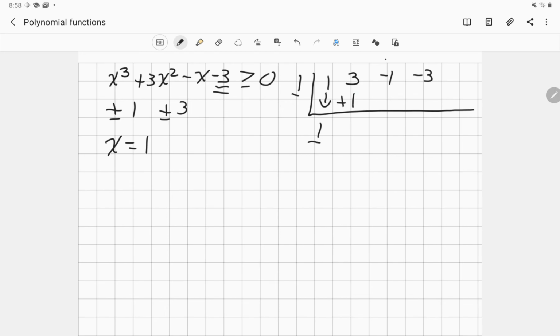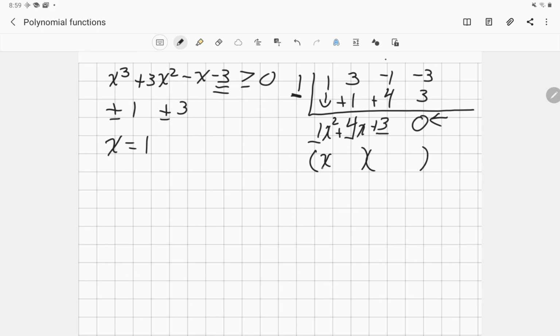Then we add these two numbers together, which gives me 4. Now take this one and multiply it by 4, which gives me 4, and add these, which gives me 3. Then 1 times 3 is 3, and this gives me 0. You always want that to be 0 because that is your remainder, and this is x squared and 4x and 3. Now, you can either try to factor that, or you can use the quadratic formula, but you need to figure out what the other critical numbers or real zeros are.